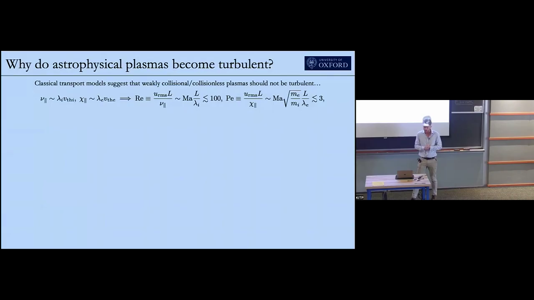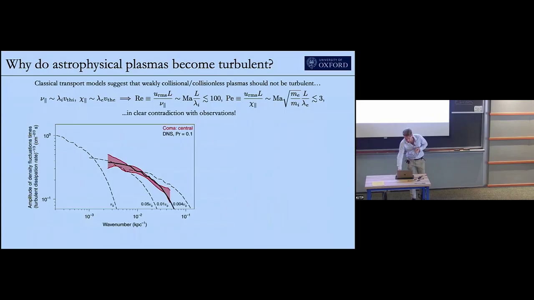Why do astrophysical plasmas such as the ones I mentioned become turbulent? Well, this is actually a slightly non-trivial question, because classical transport models of viscosity and thermal conductivity, if you naively applied them to such weakly collisional and collisionless plasmas, would suggest that they wouldn't really be turbulent. The way you can look at this is if you take the estimates of the parallel viscosity and the parallel conductivity, and then from this estimate the fluid Reynolds number and Peclet numbers, you find that both of these numbers are perhaps a few orders of magnitude larger than unity, or unity, which is clearly the opposite condition for very large fluid Reynolds numbers, which is what is required for turbulence.